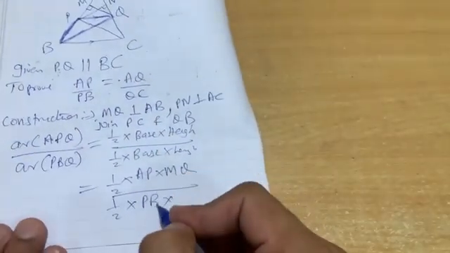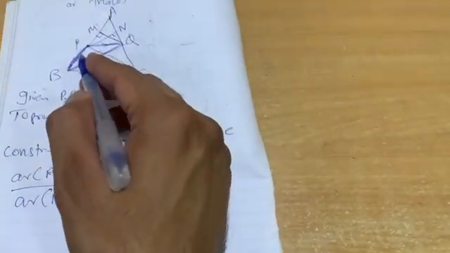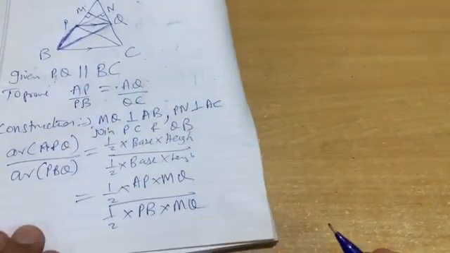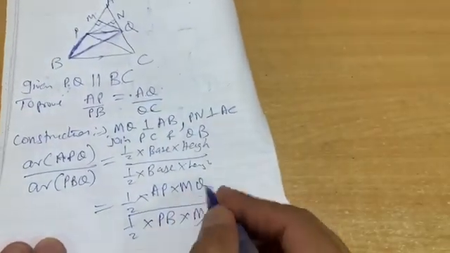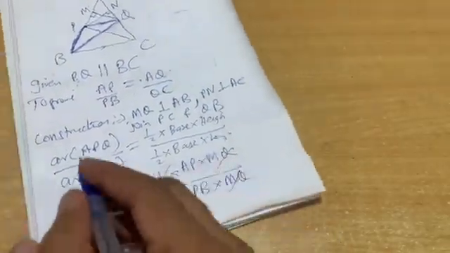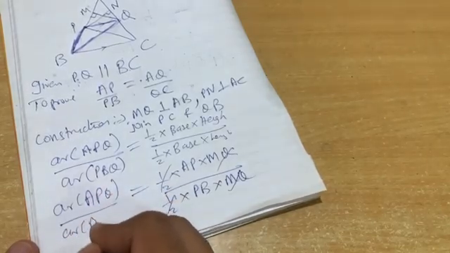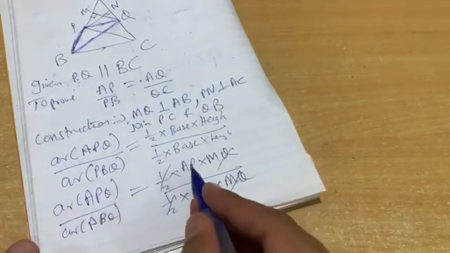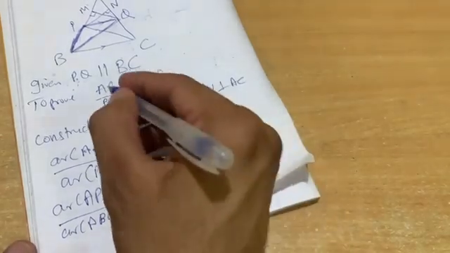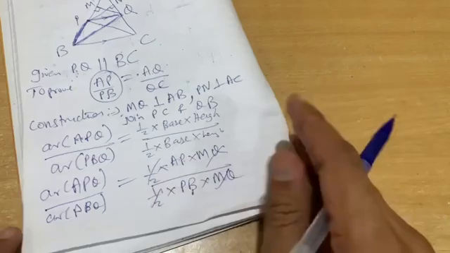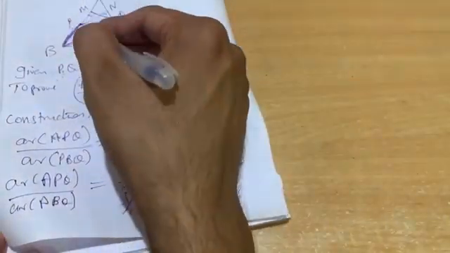So here PB will be base. For PBQ, PB will be base and height will be MQ. So both will have the same height. If perpendicular is drawn to the same line, the height will be same. So MQ cuts, half cuts. So I got area of APQ upon area of PBQ as AP upon PB. If you observe, I got the first part by doing this. I got AP upon PB. And the second part, I will take this triangle and the right triangle.